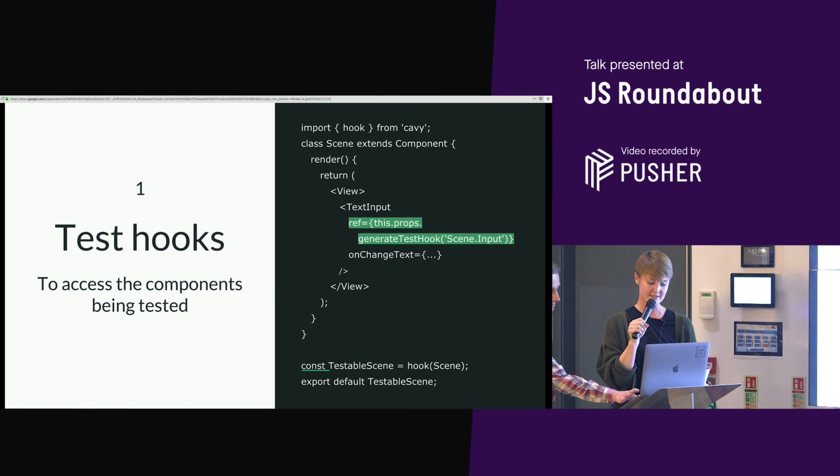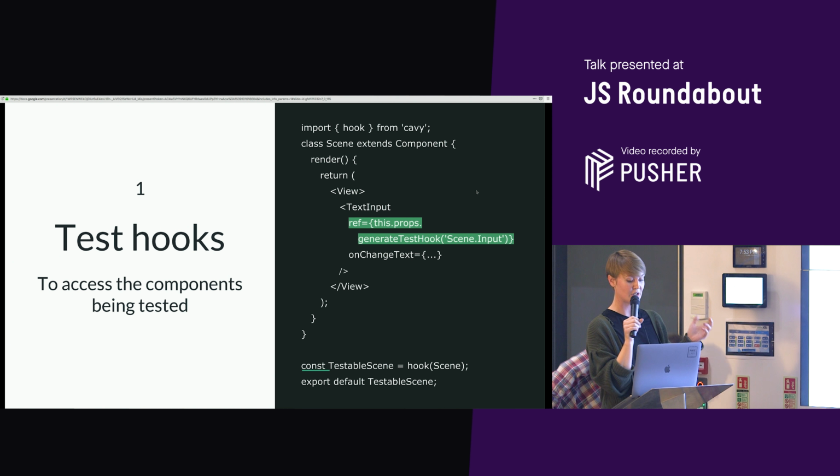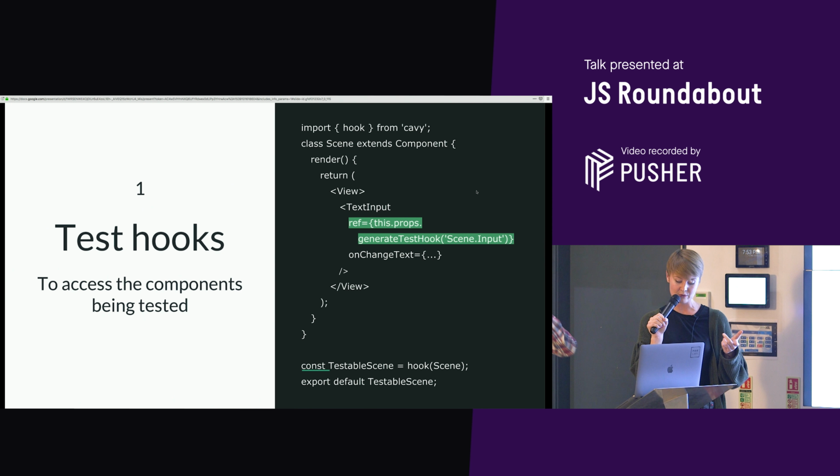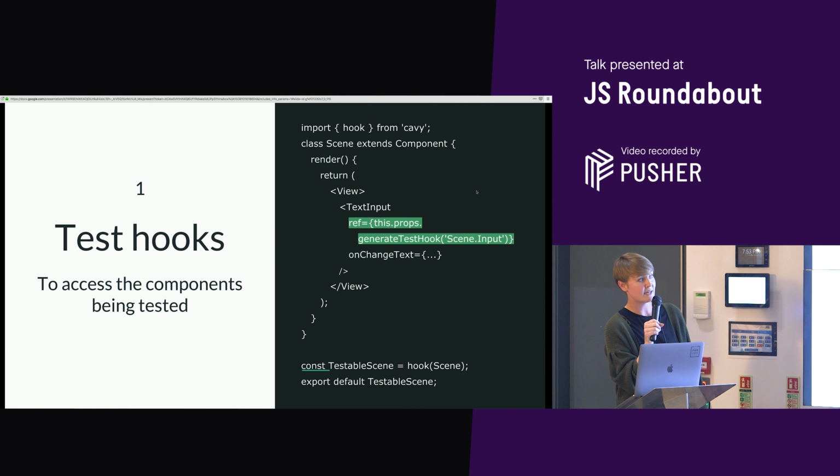So first of all, there are these things that we're going to refer to as the test hooks. And you attach these to your components that you want to access and manipulate in your tests. To do this, Cavy provides you with a ref generating function, generateTestHook. To hook up your components, you just pass this into the ref, and it takes a string identifier. So anything you want to be able to refer to in your tests, say we'll be able to call scene.input.